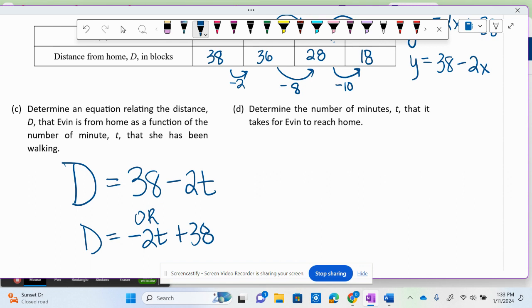All right. Determine the number of minutes T that it takes for Evan to reach home. How long is it going to take him to get home? 19 minutes. Explain how you did that. Yeah. 38 divided by 2 is 19. That's a D. Yep, D.